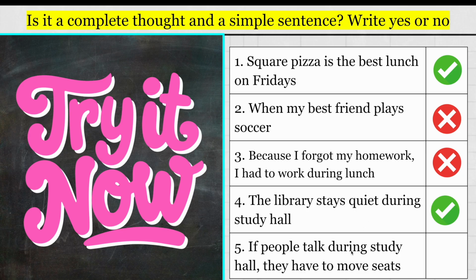Number 5, if people talk during study hall, they have to move seats. Is this a simple sentence and complete thought? It's a complete thought, but it's not a simple sentence because we have two different ideas happening. If people talk during study hall, and then we also have they have to move seats. Those are two different ideas, so it's not a simple sentence. Remember, a simple sentence has a complete thought and expresses one idea.